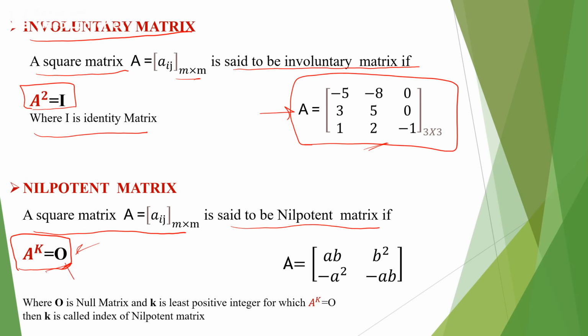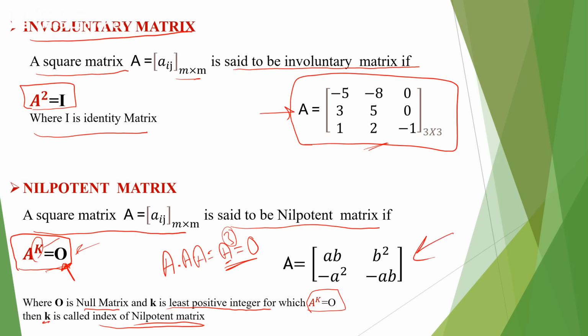Here this O is the null matrix, and that k is the least positive integer for which this condition is satisfied, then that k is called the index of the nilpotent matrix. Suppose if we multiply a matrix A into A into A, that is A cube, and we get a null matrix, then we say the index of that matrix is 3. Here is another example of a nilpotent matrix.